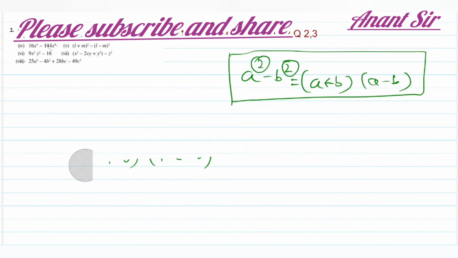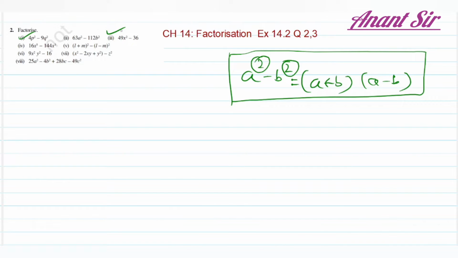Now we will solve again. We have done question 1 and question 3. Now we are going to solve question number 6. So question 6, 9x square y square minus 16. We are taking similar questions first. Again we have to check whether I can use this formula. For that we need two squares with a negative sign between them.